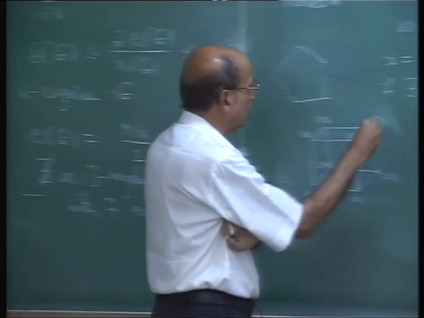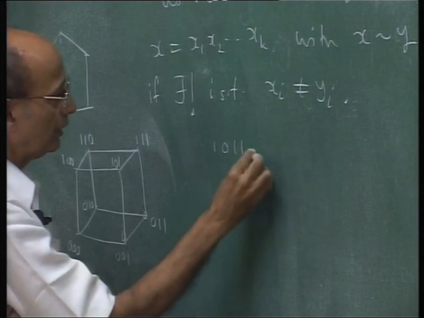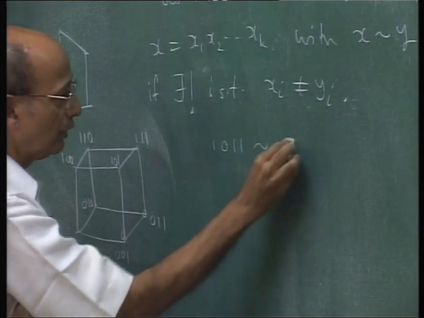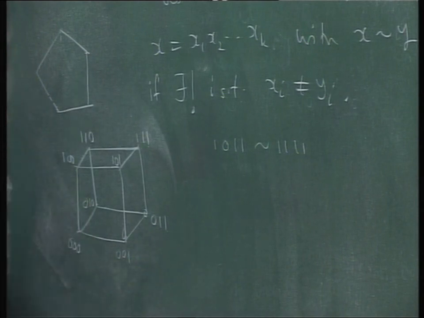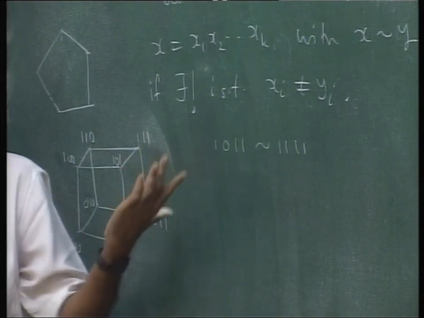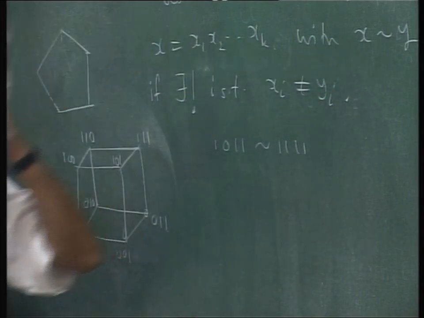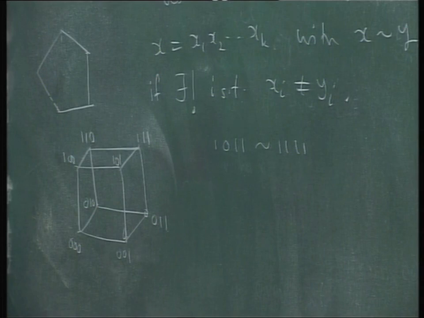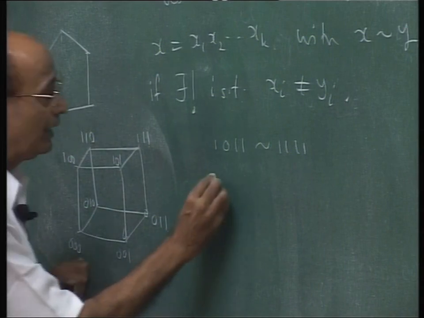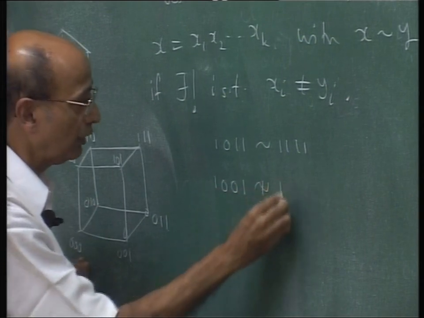For example, something like in 4 dimensions, 1, 0, 1, 1 is adjacent to 1, 1, 1, 1 because they differ at the second coordinate. They have to differ at least one coordinate because x and y are not equal. Therefore, they must differ at least one coordinate, but they should differ in only one coordinate. Something like 1, 0, 0, 1 is not adjacent to 1, 1, 1, 1.